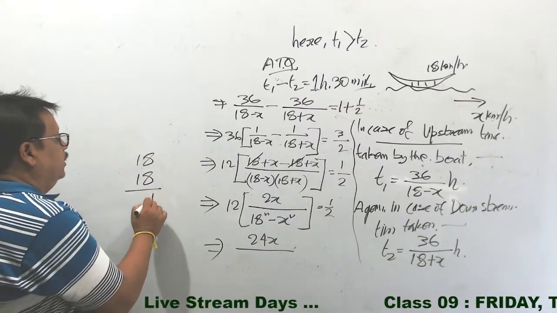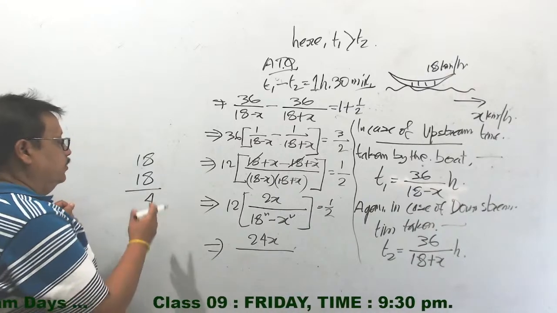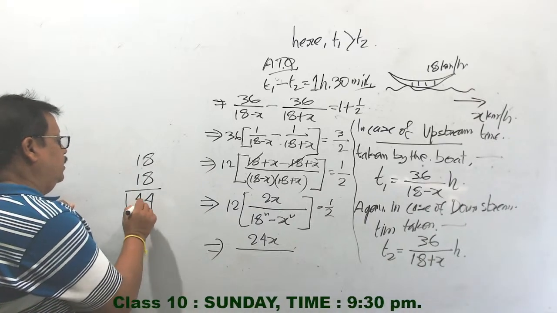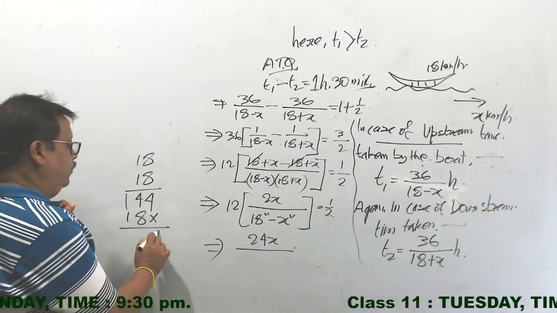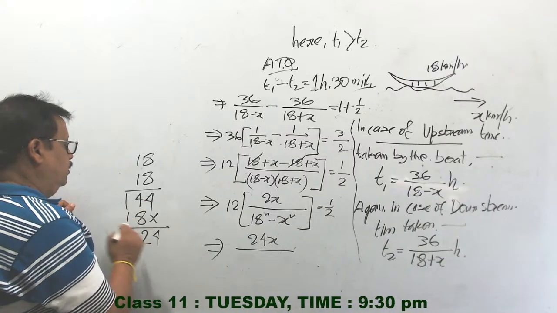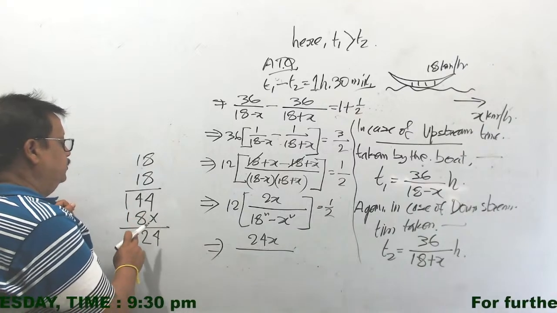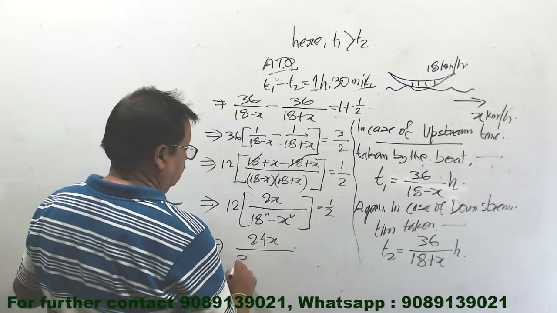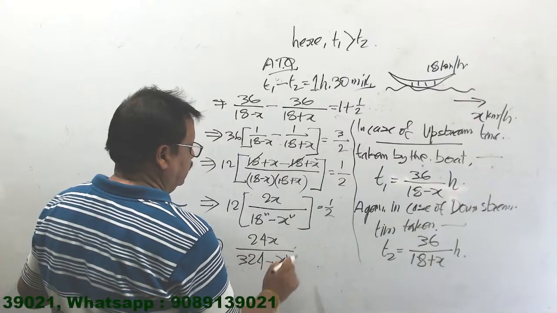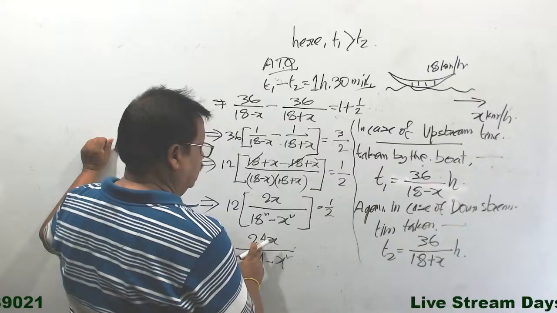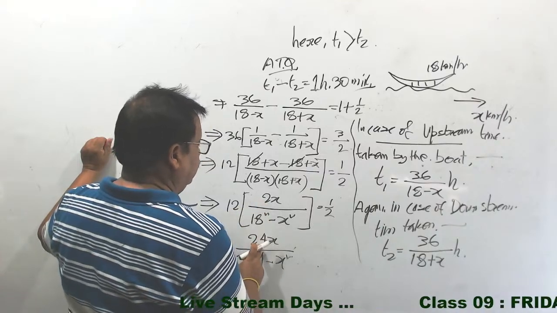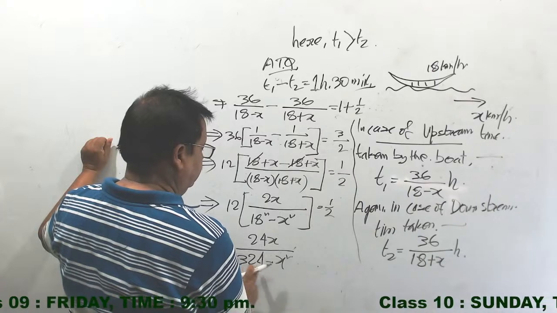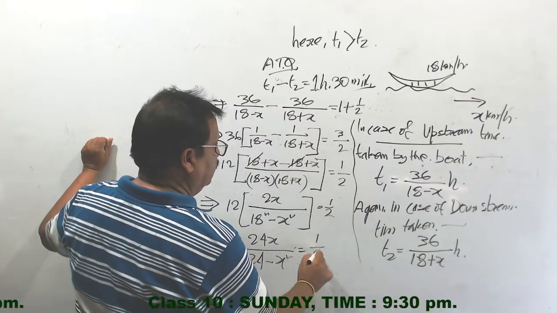8 8s are 64. Carry 6. 8 1s are 8, plus 6 is 14. Then 18 square is 324. Okay. 324 minus x square. Understood? 12 2s are 24. Then 24 over 18 square, 324 minus x square, is equal to half.